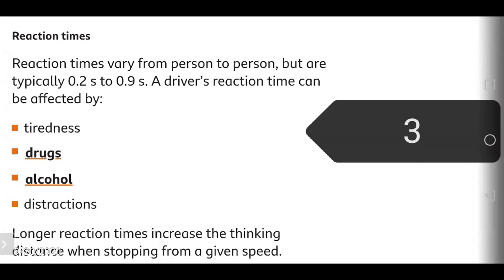Now the thinking distance and the braking distance depend upon certain factors. Due to these factors, the thinking distance may vary from driver to driver or with other conditions. For example, the reaction time. Sometimes the driver is not very responsive, so his reaction time may increase. When he takes more time to think to apply the brake, more distance is covered. Reaction time varies from person to person, but is typically 0.2 second to 0.9 second.